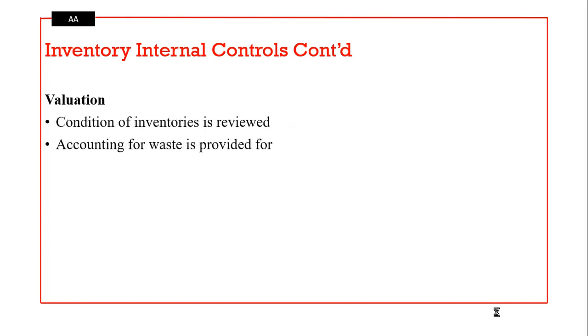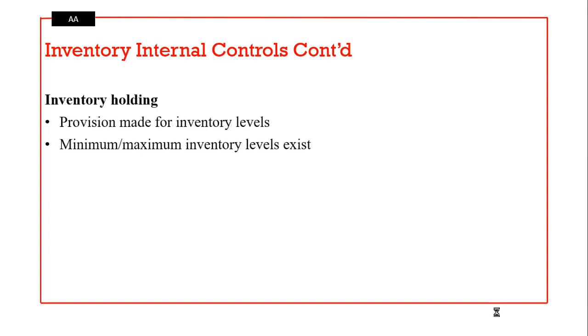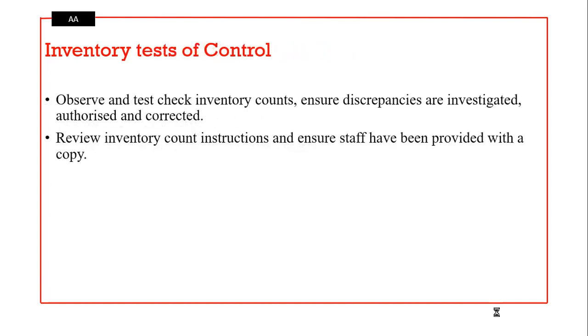Under valuation again, there must be a check on conditions of inventories, and also accounting for waste should be provided for. Under inventory holding, there must be a provision made for inventory levels. Remember, we can't draw below a certain level of inventory without failing to fulfill customer demands. There must be minimum and maximum inventory levels within a company so that we avoid the cost of holding too much inventory and the cost of running out of inventory.